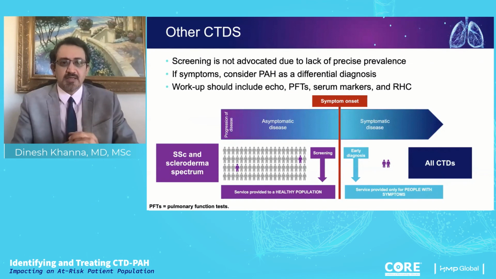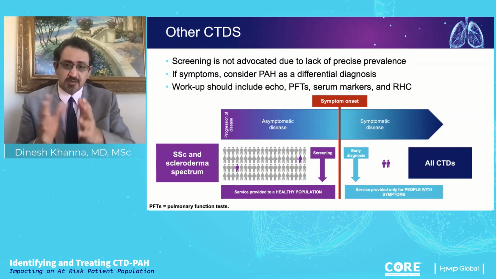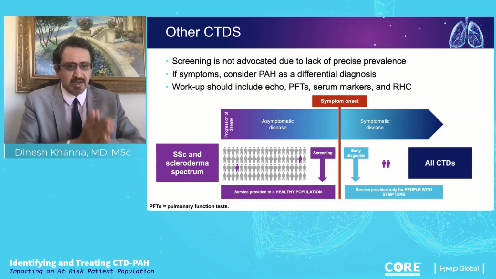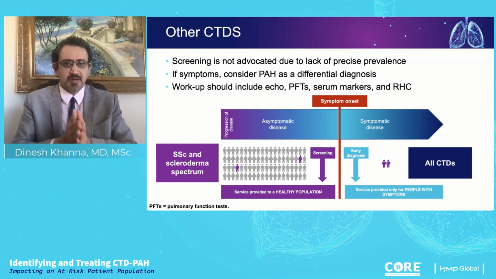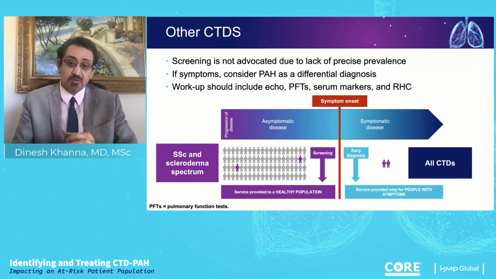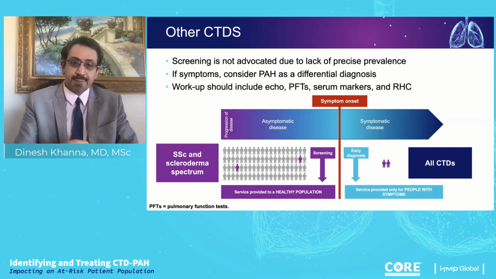What about other CTDs? Screening is not advocated due to lack of precise prevalence. If symptoms, then of course you make that into a differential diagnosis and do appropriate testing. So on the left side of this slide, I'm showing you asymptomatic disease. Again, I'm repeating, it's somewhat repetitive, but I think it's very important. Screening asymptomatic scleroderma spectrum, annual basis. On the right are symptomatic patients, any CTD. Any CTD should be included here, and think about early diagnosis with right heart catheterization.